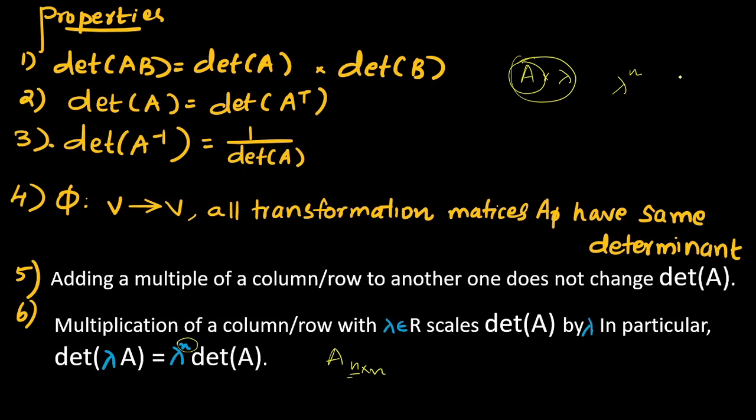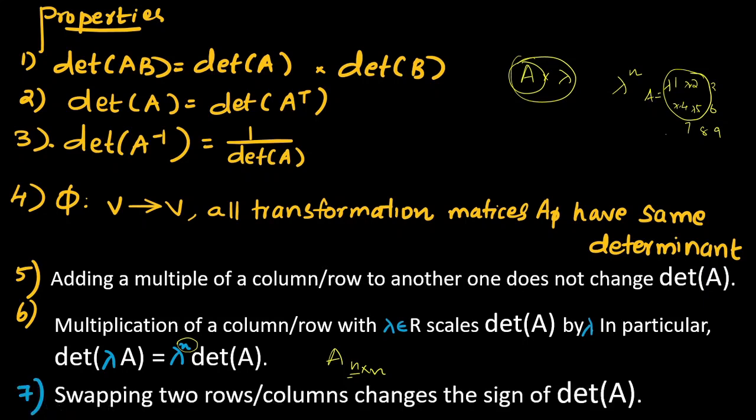That means if your matrix is 1, 2, 3, 4, 5, 6, 7, 8, 9, okay, or we can just take a simple one. Just take this part: 1, 2, 4, 5. This is A, and when you multiply it with lambda, we get 1 times lambda, lambda into 2, lambda into 4, and lambda into 5. So 4 lambdas are here, right? Okay. So that is lambda raised to n, determinant of A.